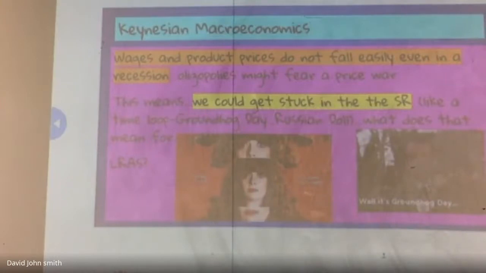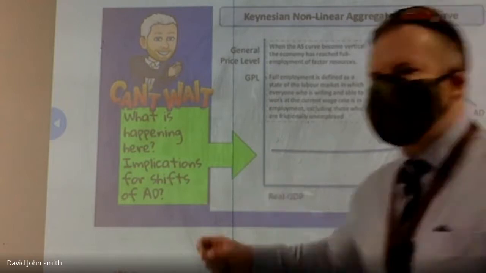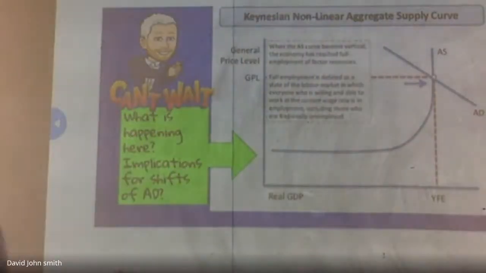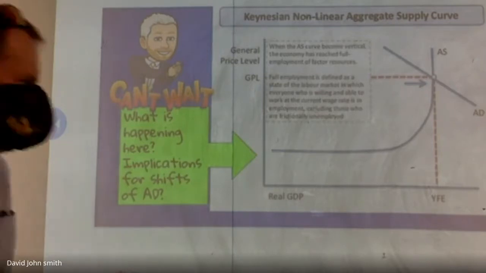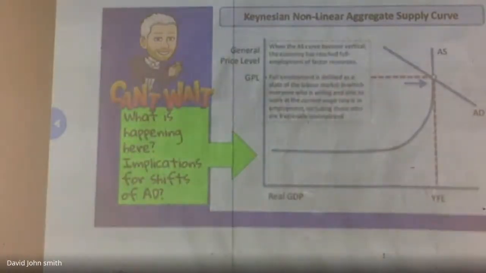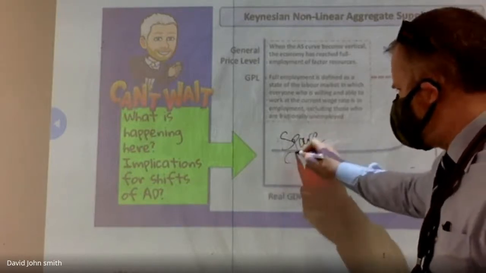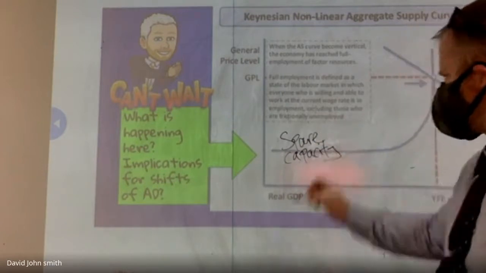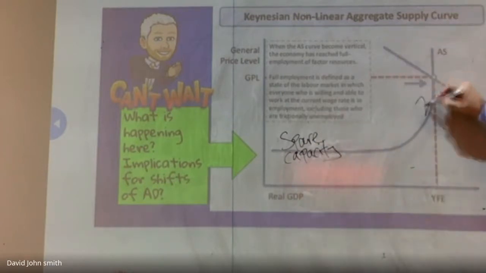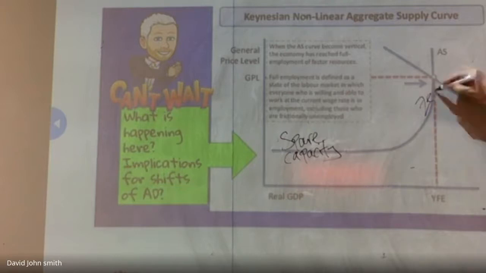But you can get stuck in a recession, and we don't want that. Well, look at that! That is a Keynesian long-run aggregate supply curve. Check it out. What's going on here? Well, the suggestion is that down here is where you have spare capacity. Over here is where you have zero spare capacity.